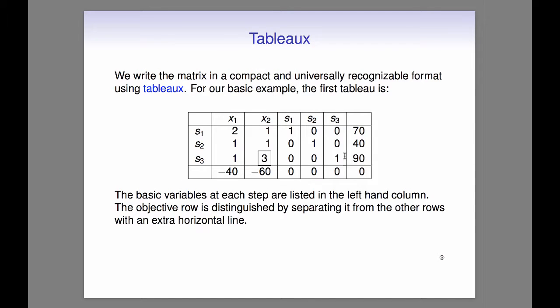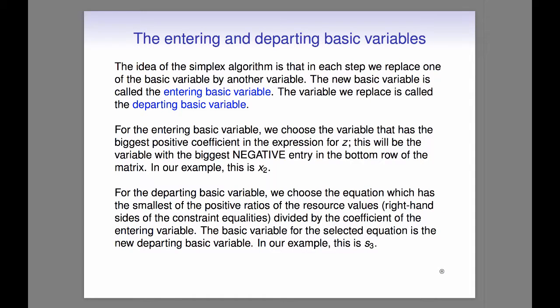So here, this means we look at the ratios 70 divided by 1, 40 divided by 1, 90 divided by 3. Now 90 divided by 3 is 30, which is smaller than the other two ratios, and that determines the departing basic variable. It will be S3, and we put a little circle or square around this number, which corresponds to our choice of entering basic variable and departing basic variable. So that's, in our case, S3.